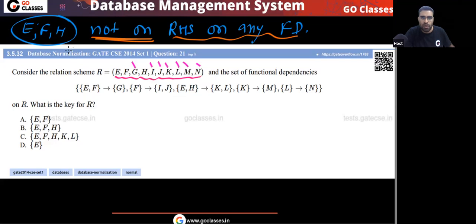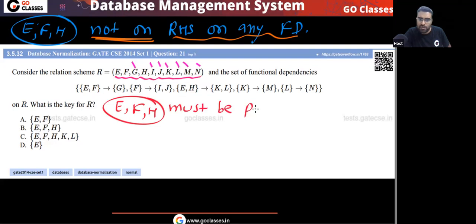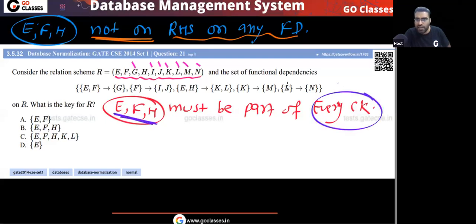So I can say that EFH must be part of every candidate key. Whatever candidate key you create, they must be part of every candidate key. Now, can you eliminate the options? So now you can easily eliminate the options.